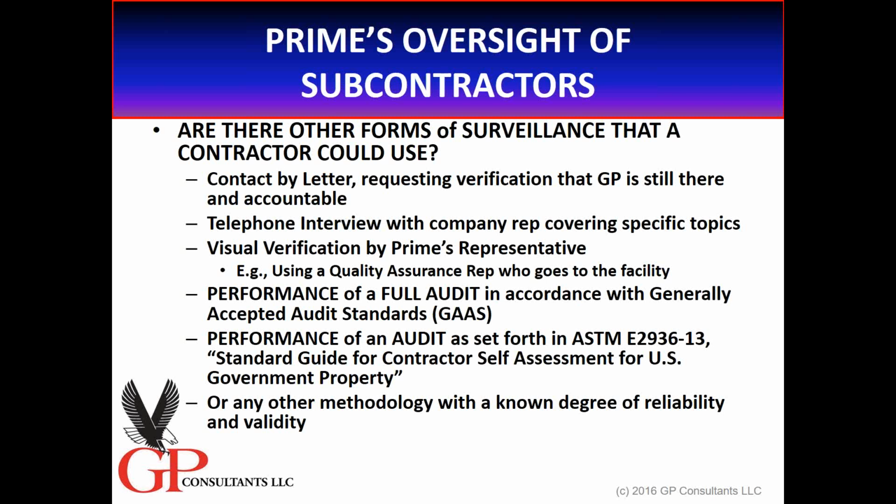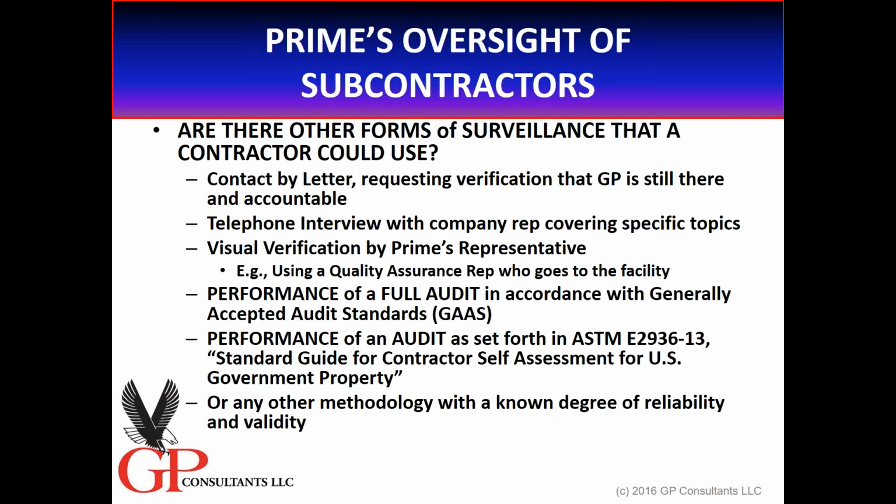You might want to contact the sub by letter, requesting verification that the government property is still there and accountable. Be careful about telling them what property you furnished them, because generally they'll pencil whip that letter and say, oh yeah, we got all this stuff, until you ask them for disposition, at which point they'll say, what stuff? No, we haven't had that for a long time, but you signed a letter. Better to have the sub tell you, the prime, what they have in their possession versus you telling them what you have on record.